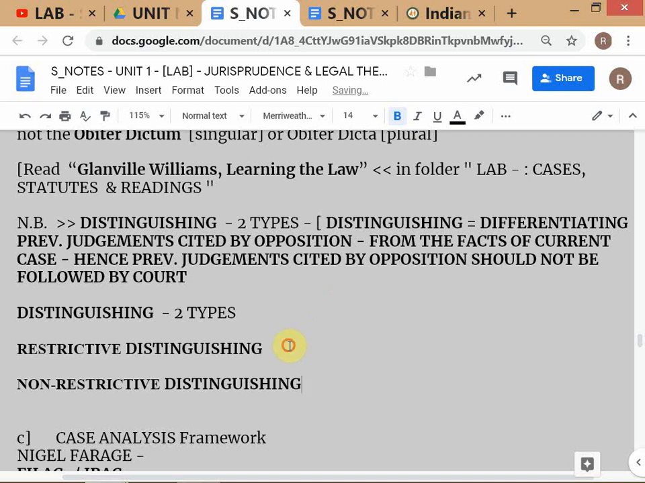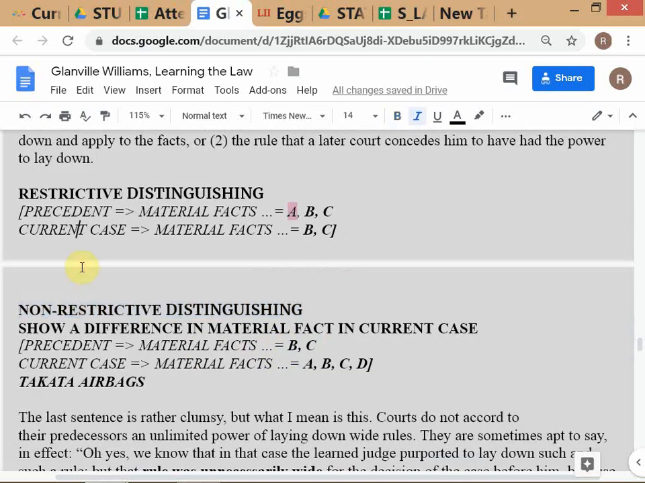Okay, so first let's try and understand restrictive distinguishing. Let me give you an example of a case. Right now, suppose one batch of DSB students goes to NUS in Singapore for a short program, and then a bunch of students are caught smoking hookahs in the hostel, in the NUS hostel.